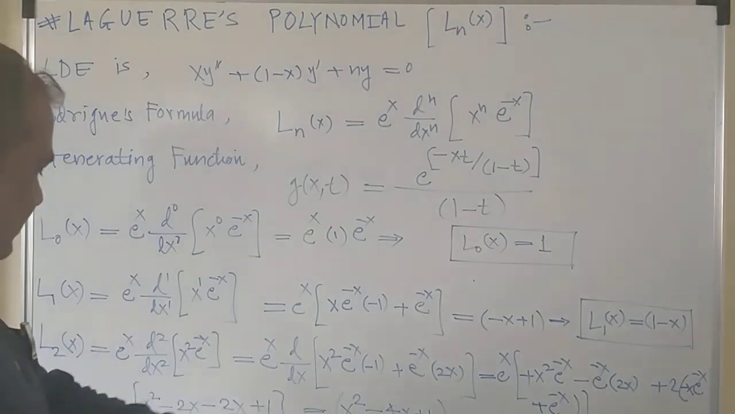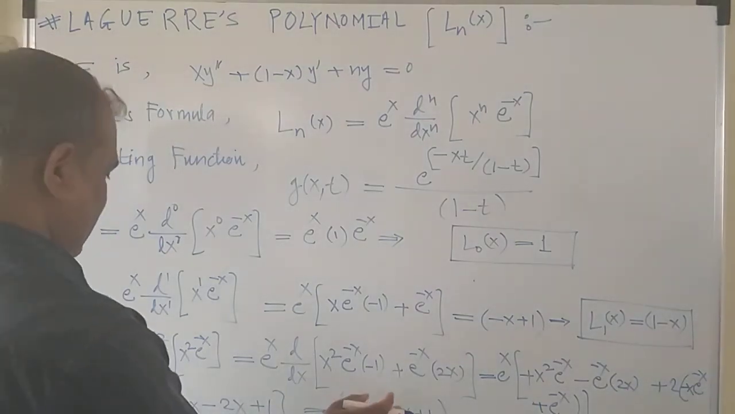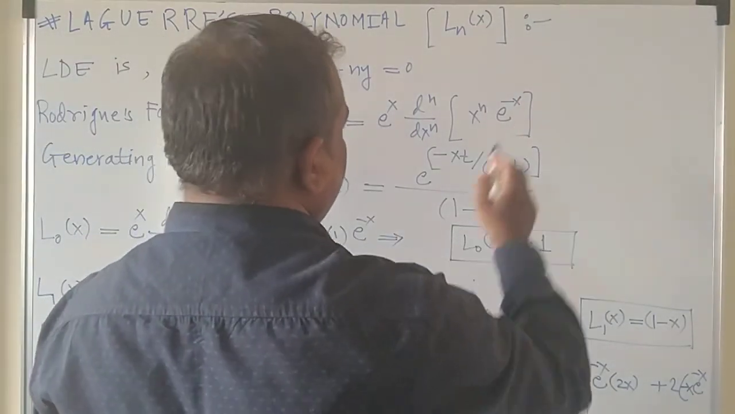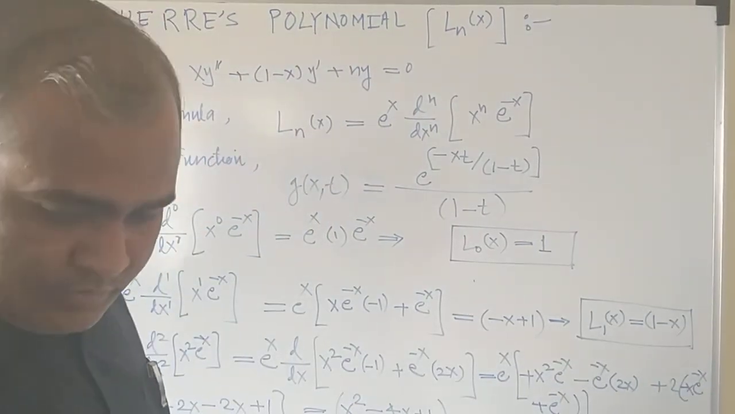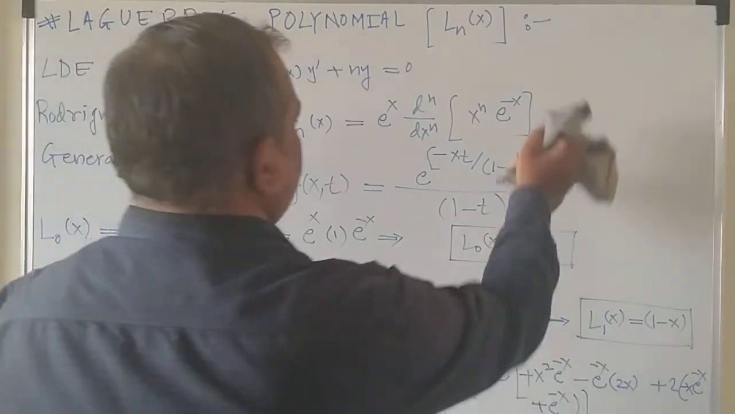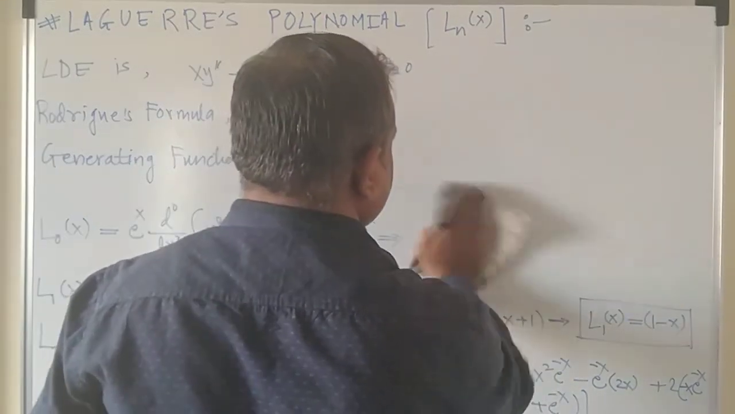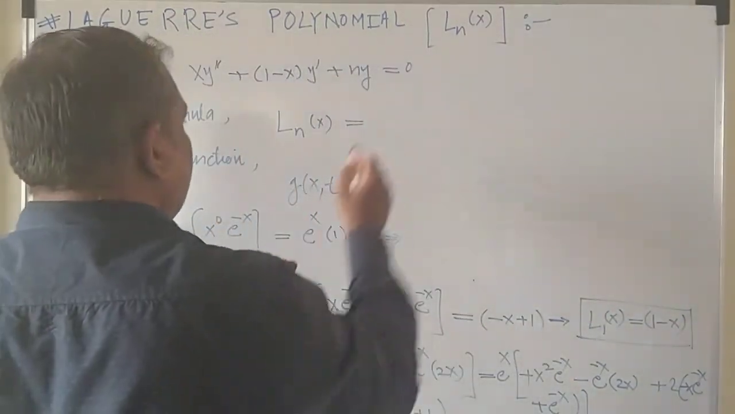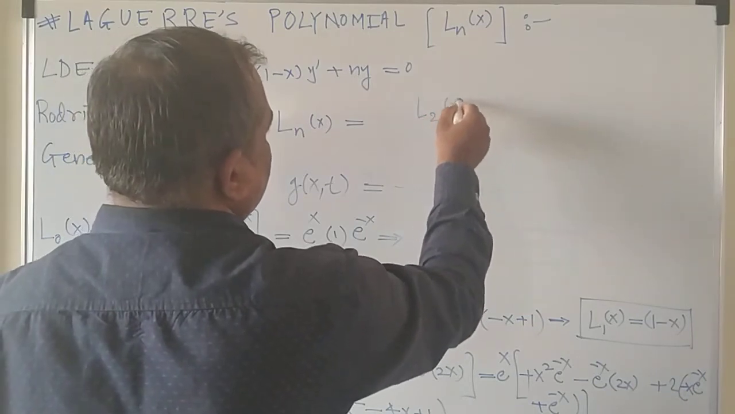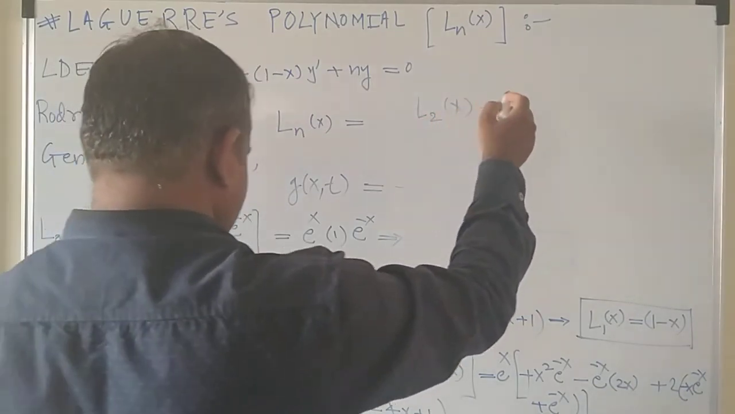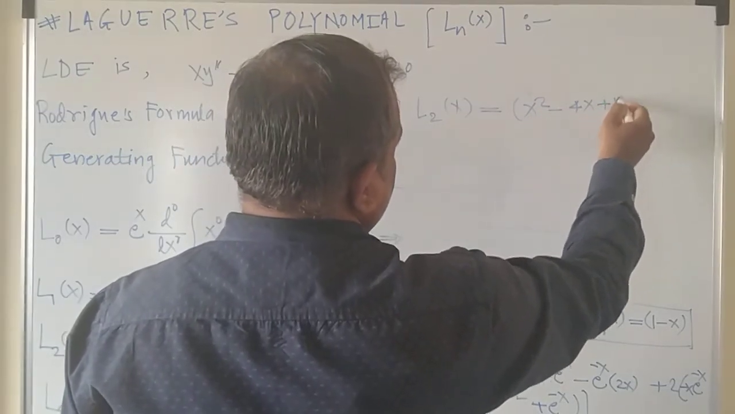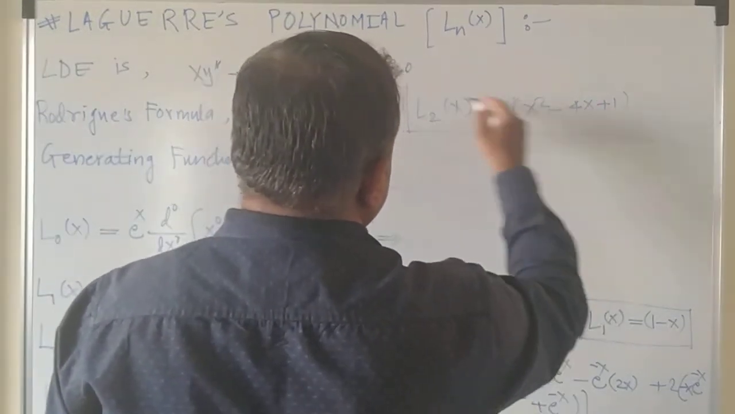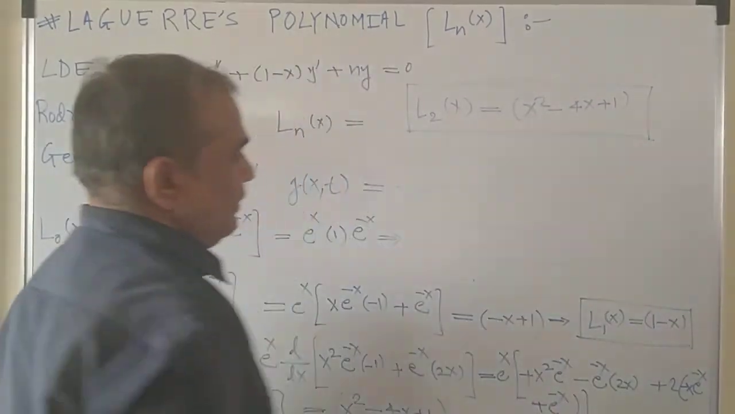This is not quite visible for you, but I think you can, I will write here the value of L2 of x again. So this L2 of x is equal to x square minus 4x plus 1. So this is the third Laguerre polynomial, right?